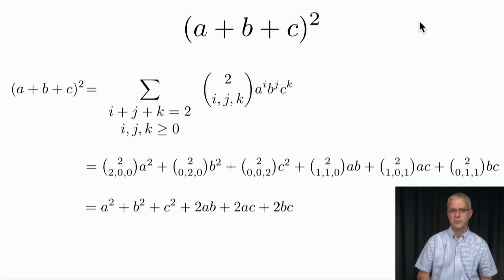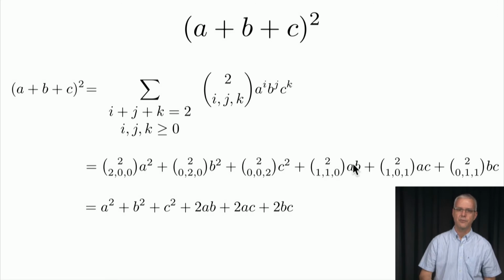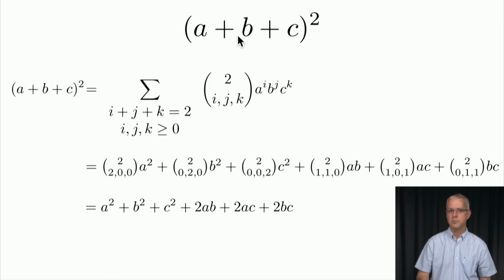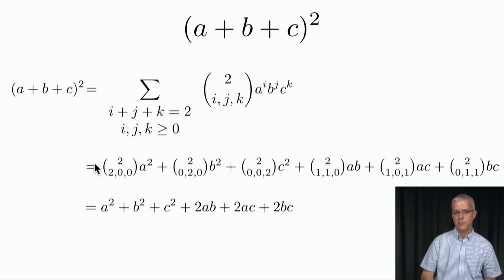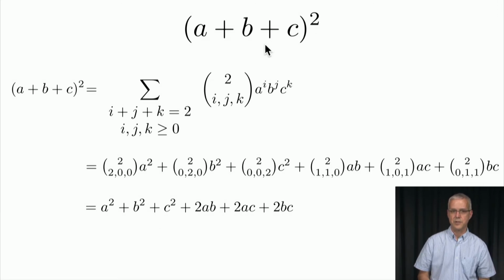On the other hand, if we look at AB, then it could come from choosing B from this location and A from here, or we can choose A from this term and B from the second factor. So we have 2 ways of choosing A and B. Okay, so we get that, and so this is the multinomial theorem for n equals 2 and 3 terms.